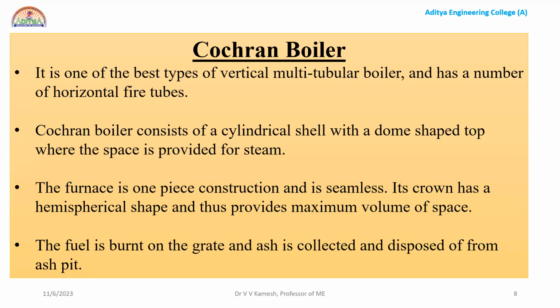Okay. And the Cochran boiler consists of a cylindrical shell with a dome-shaped top where space is provided for the steam. The furnace is of one-piece construction and it is seamless. Seamless means continuous. Its crown has a hemispherical shape and thus provides maximum volume of space. The fuel is burnt on the grate, and ash is collected and disposed of from the ash pit. So we'll see it part by part in the diagram.